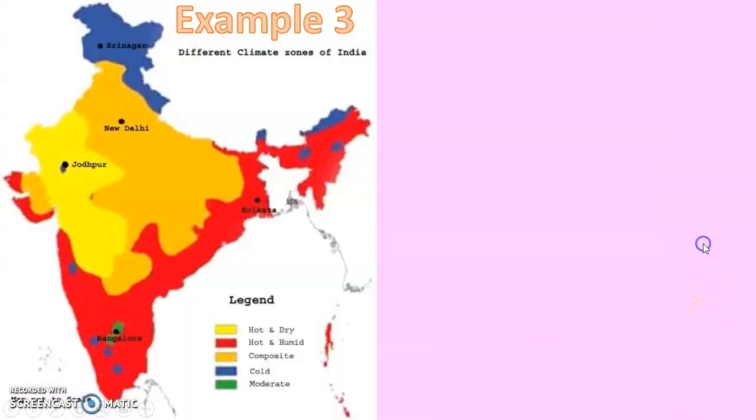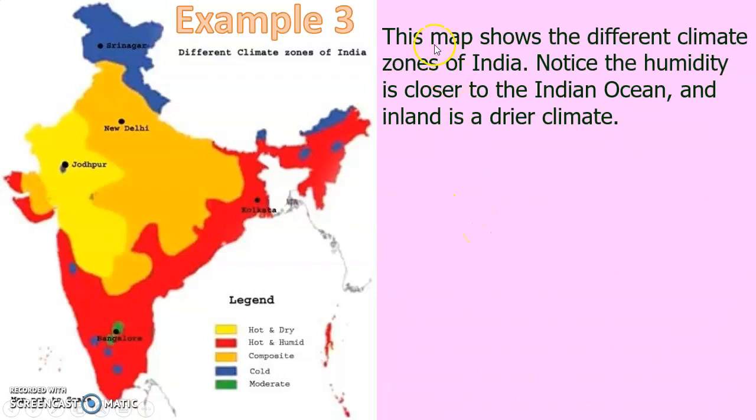Let's do one more example, and this one let's do together. So here we have a map that shows the different climate zones of India. Notice the humidity is closer to the Indian Ocean, and inland is a drier climate. So this white area around here is the Indian Ocean, underneath the subcontinent.